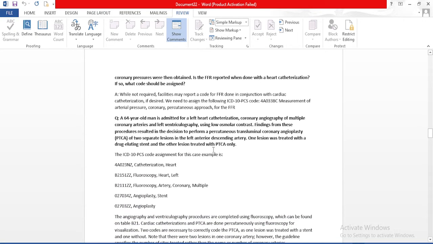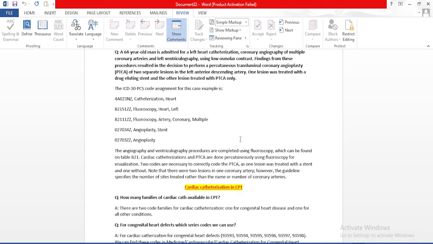While not required, facilities may report a code for FFR done in conjunction with the cardiac catheterization if desired. So it is based on the facility's requirement and client requirement. Here we need to assign the following ICD-10 PCS code: 4A03 3BC, measurement of arterial pressure, coronary, percutaneous approach, for the FFR. We have one more question here.